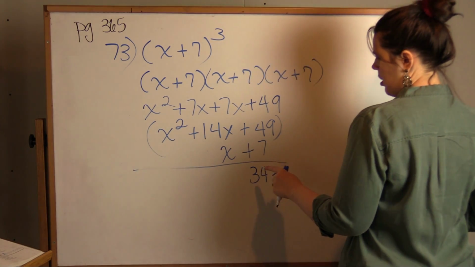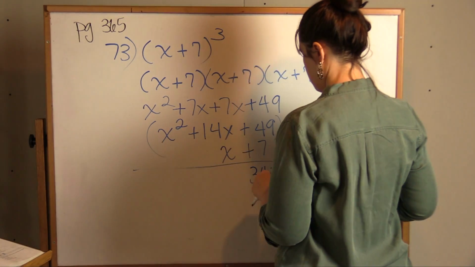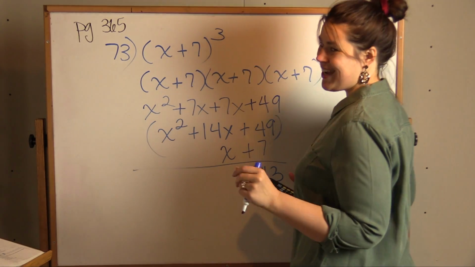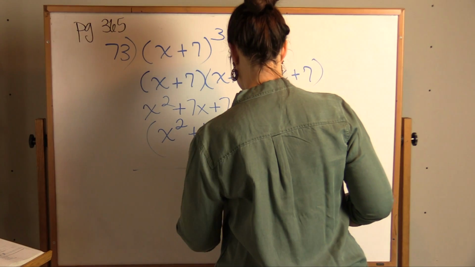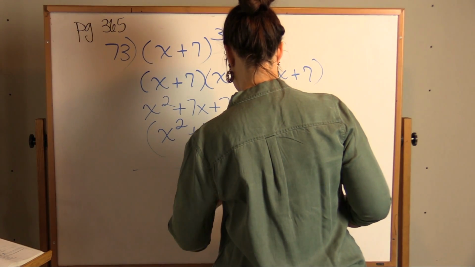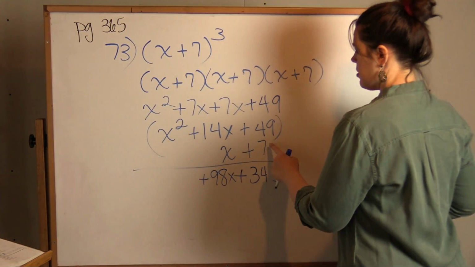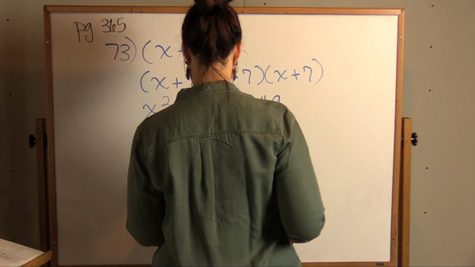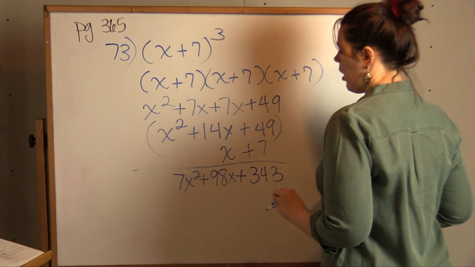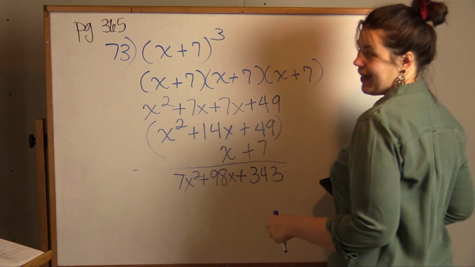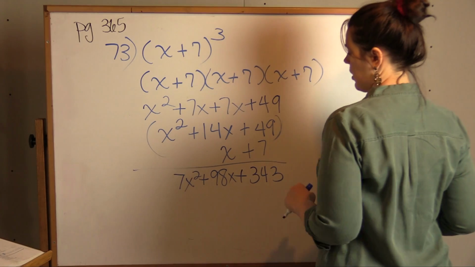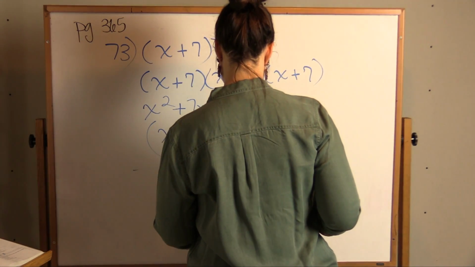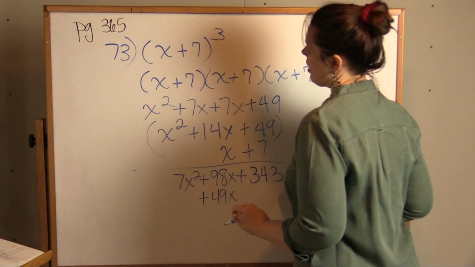Okay. 7 times 14x. So that gives me 98x. Okay. 7 times x squared. So that's a positive 7x squared. All right, move to the next term. Now I have an x. X times 49 is positive 49x. I'm going to put that under the 98x, so it's like terms.